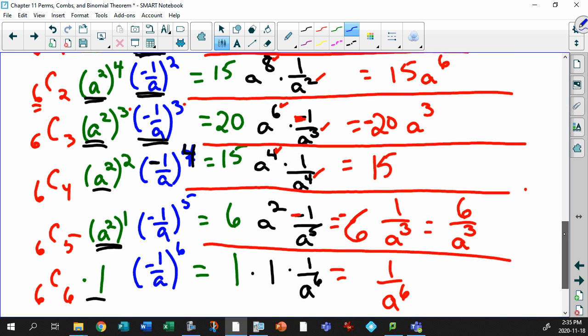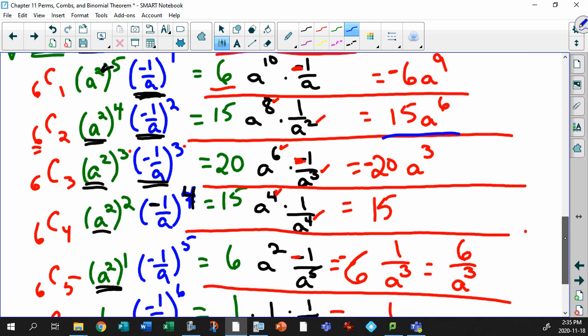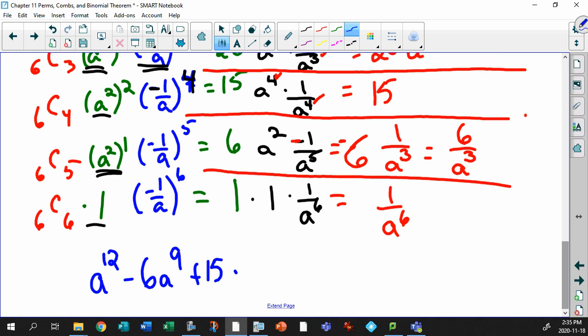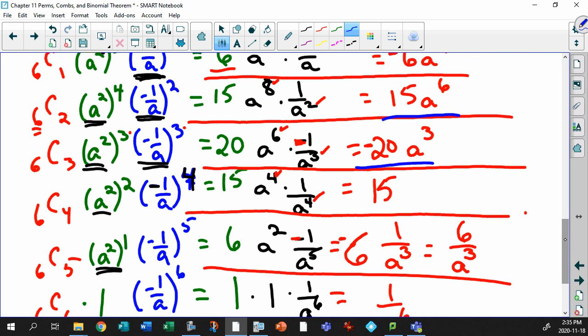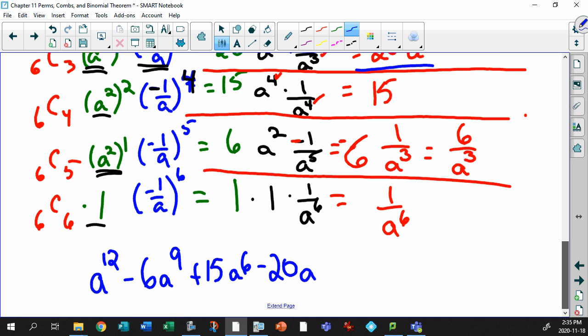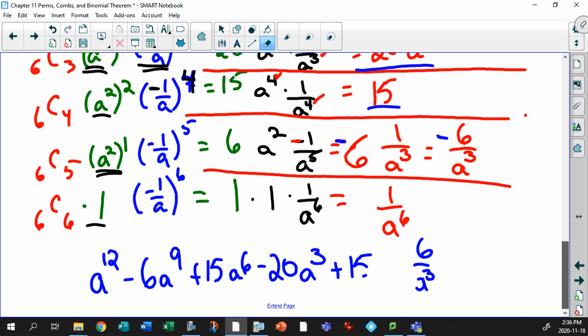Next one should be a plus because they alternate. 15a to the 6 plus 15a to the 6. Right? Keep on going. Minus 20a cubed. Minus 20a cubed. Okay? There's the 15. You see how the exponents are going down by 3? So the next one is 6, but now the a is in the bottom. Okay? And is that a negative? Oh, yeah, should have been a negative. Okay? So notice how it's alternating. So we do make little mistakes like this, but we catch them and we clean them up as we go, okay? And this will be plus 1 over a to the 6, and that's the end.